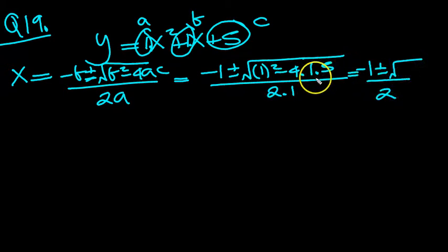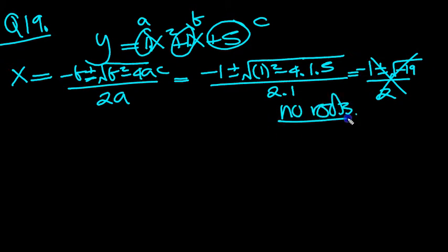Now let's work out this number. We've got 1 squared minus 20, which is minus 19. And we can't square root a negative number, so there's no roots. No roots. So there's no points where it crosses. It's a U-shaped curve that doesn't even go as low as the x-axis, with no roots. So we've got y equals x squared plus x plus 5.